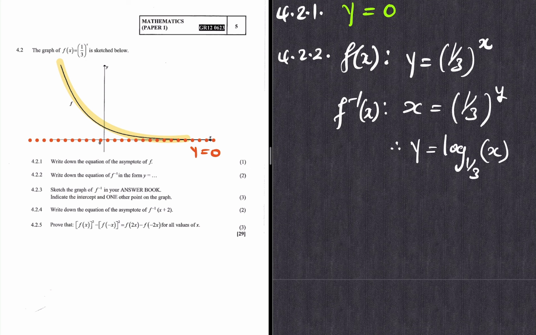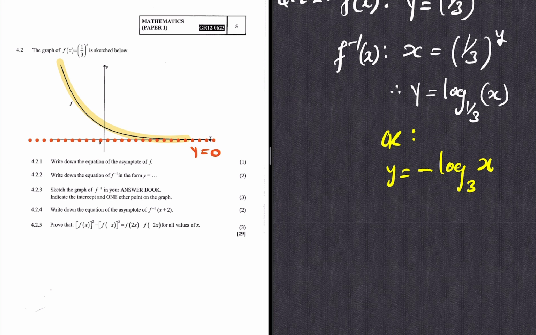However, some schools, or some books, might leave the answer, or this can be written as y is equal to negative of the log of base 3 of x. These two are the same thing.